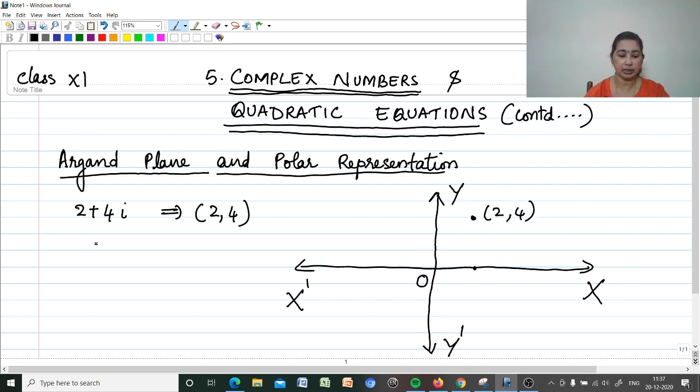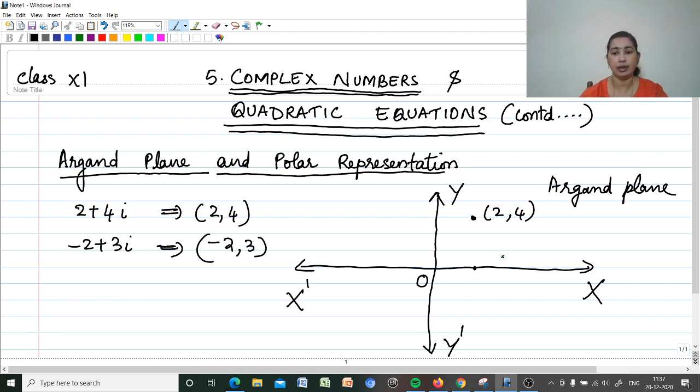In the same way, for some other complex number, let it be minus 2 plus 3i, we can represent it, and this plane is called the Argand plane, or another name, the complex plane. In this Argand plane, the x axis is the real axis and the y axis is the imaginary axis. So minus 2 plus 3i can be written as the ordered pair minus 2 comma 3, and we represent minus 2 here and 3 from here. This point is minus 2 comma 3.